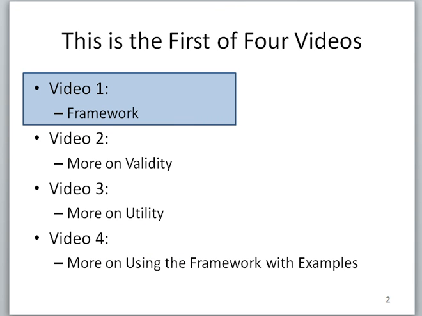This first video is an overview of the entire framework. Then there are 3 follow-on videos for people who'd like more information, one focusing on models for clinical validity, one on how we discuss clinical utility, and finally the 4th video works through a number of case studies using the framework as a guideline.